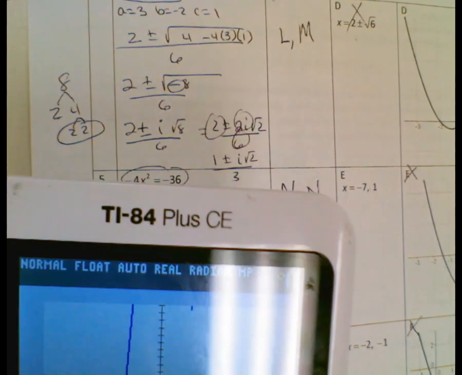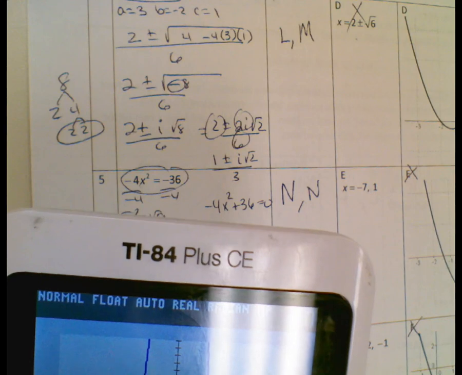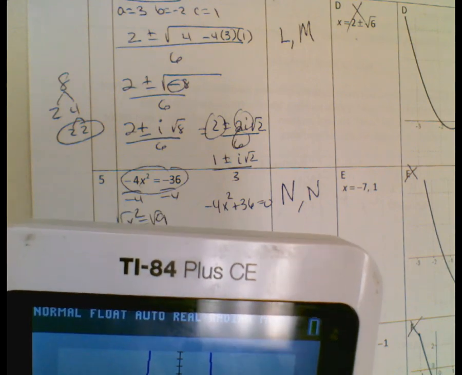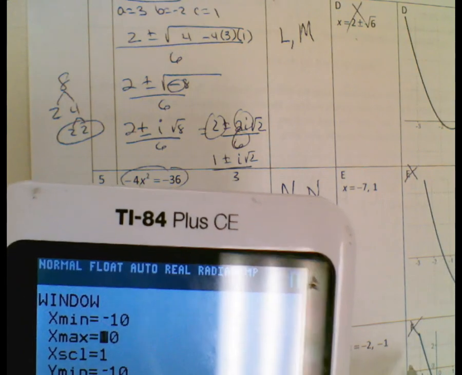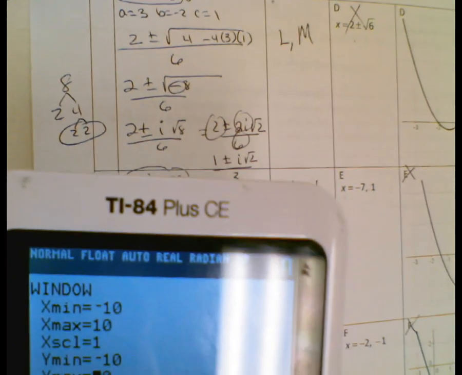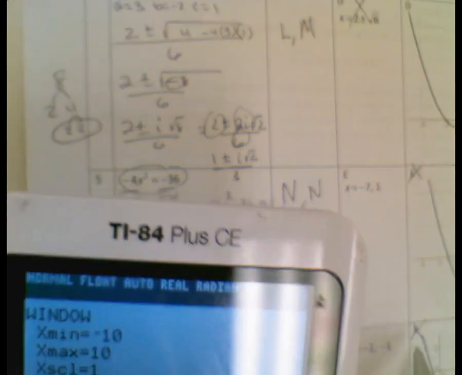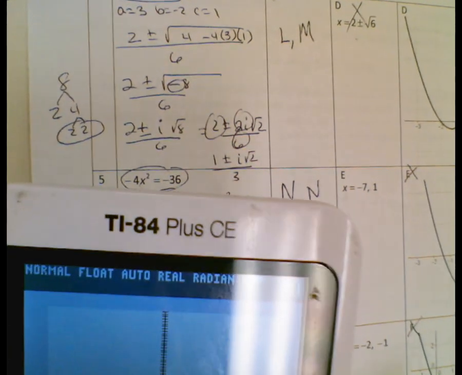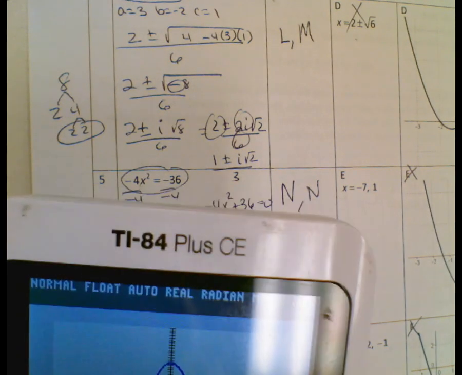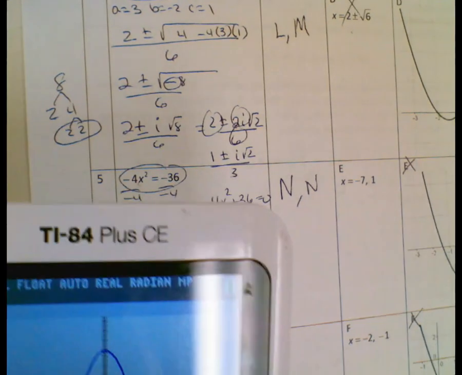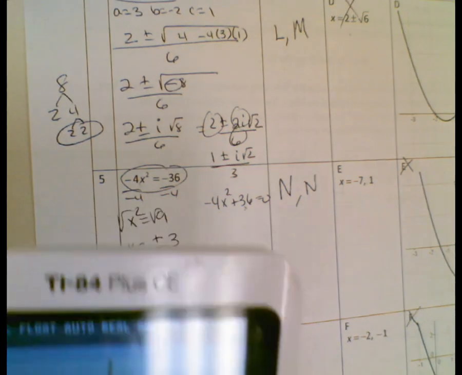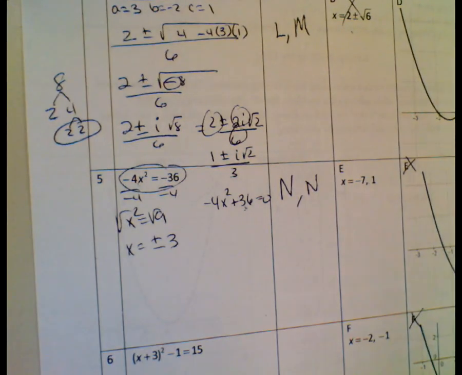Now, I'm not going to be able to see this because it's way up here, but I can see that it's hitting 3 and negative 3, and the vertex is way up there. But if you wanted to go to window and go to y max, I would change that to like 50. Now you can see it. It's hitting this 36 right here. That's 36, 3, and negative 3. And that was graph N.